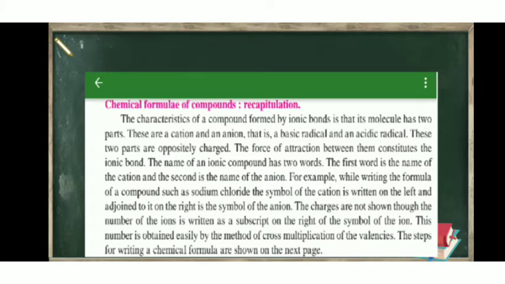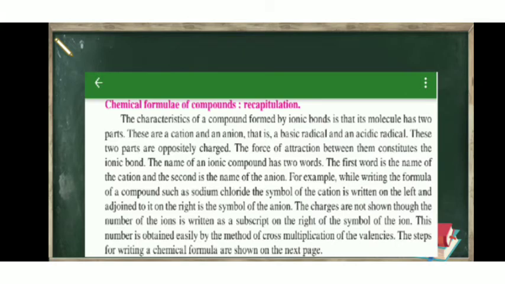Chemical formulae of compounds, that is recapitulation. The characteristics of a compound formed by ionic bonds is that its molecule has two parts. As we have seen, these are a cation and an anion. That is basic radical. Cation means basic radical, anion means acidic radical. These two parts are oppositely charged.